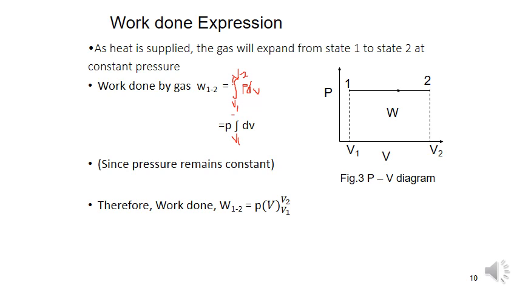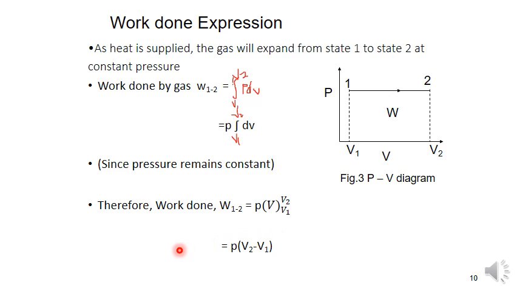So the integration of dx, you know, is x. Here the limits are there, so we have to substitute upper limit minus lower limit. P is constant, so I am bringing it outside, and it becomes P times the integration from V1 to V2 of dV. Since the pressure remains constant, the work done from state 1 to 2 is P times the integration of dx, and you all know that the integration of dx is x. If there are any limits, you substitute upper limit minus lower limit. Then the equation comes as W1 to 2 is equal to P into V2 minus V1.